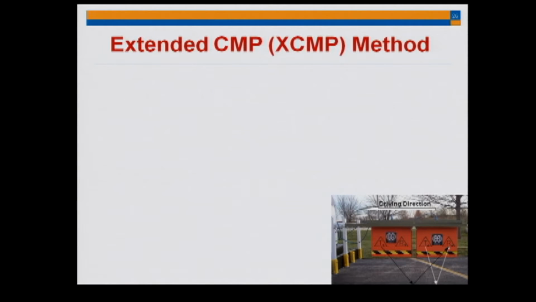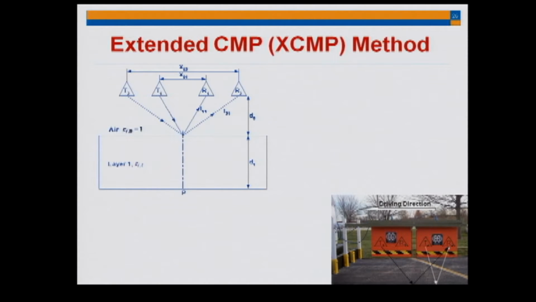The most advanced one that we just developed here, which we call the extended CMP, and I promise, no equations. This one in particular uses two antennas which are above the ground, and that allows me to drive at highway speed. So I can drive at 60 miles an hour while we are measuring the dielectric constant.